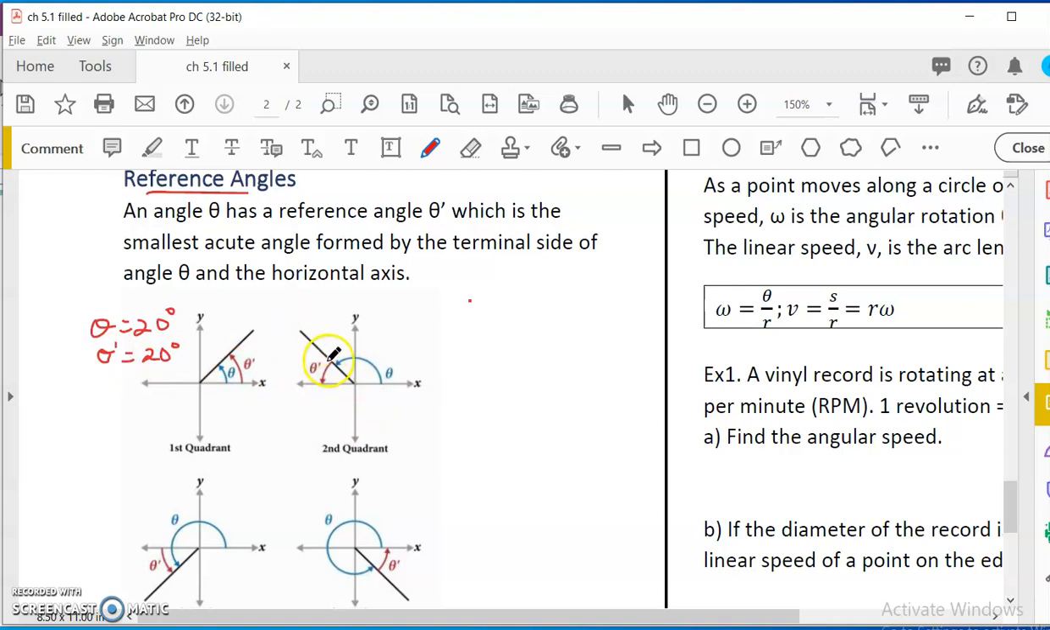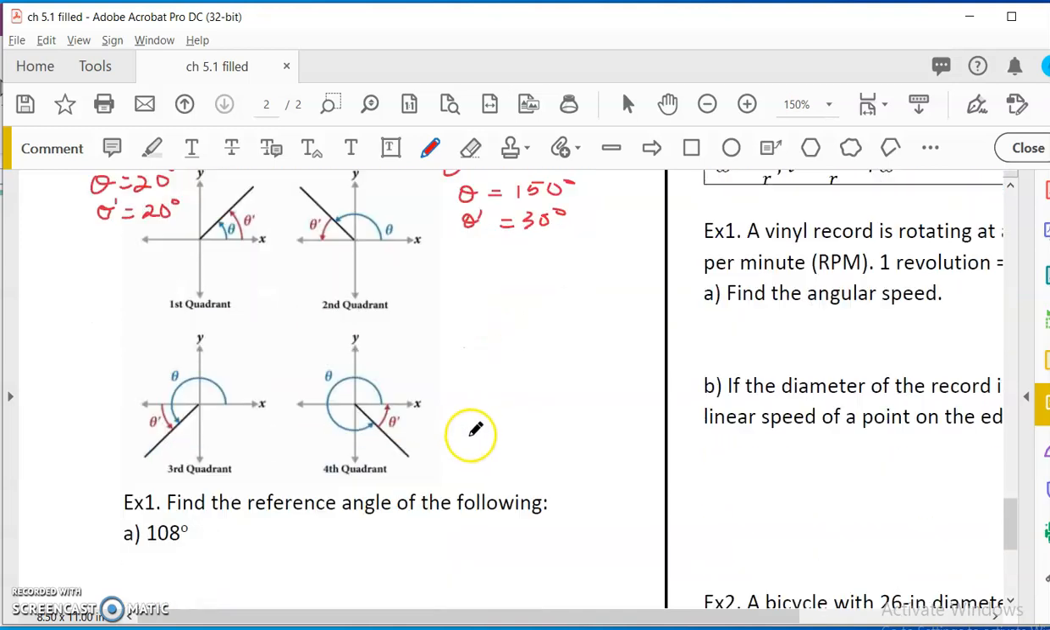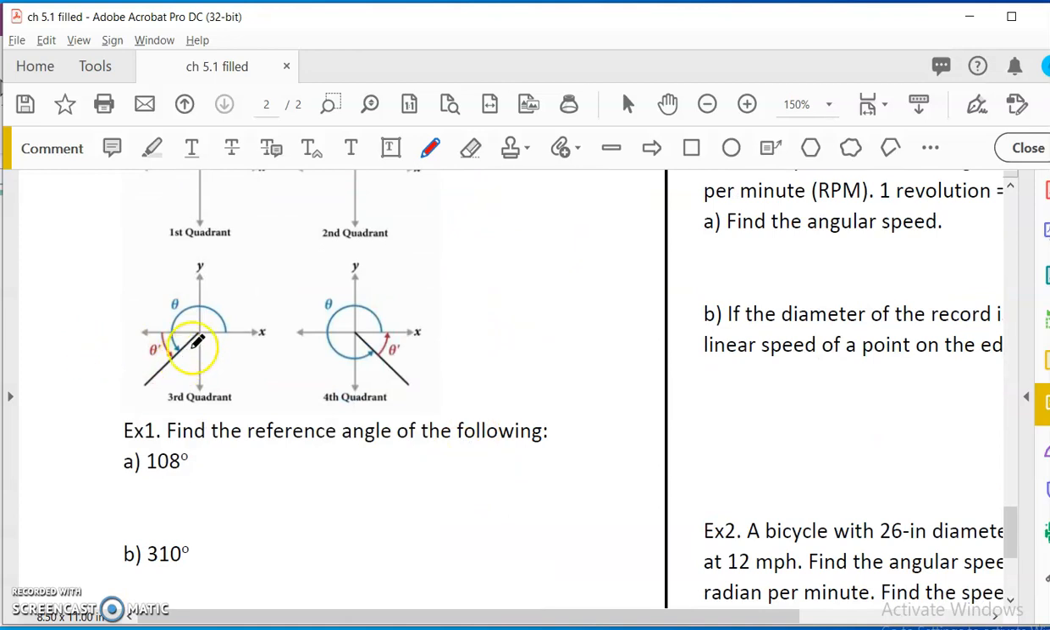If your angle is in the second quadrant, the smallest angle would be the one on the other side, a supplement to the original angle. So theta prime is 180 minus theta, right? For example, if theta is 150 degrees, what is theta prime? Theta prime is 30. It's the angle it makes with the horizontal axis. And if it's in the third quadrant, you subtract 180 from the angle. And in the fourth quadrant, you look at the difference between that angle and 360.